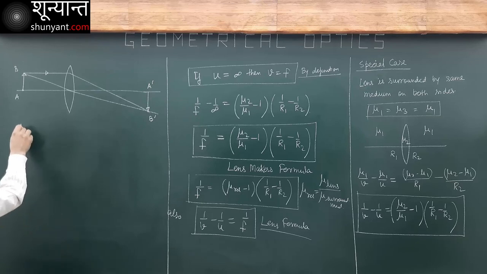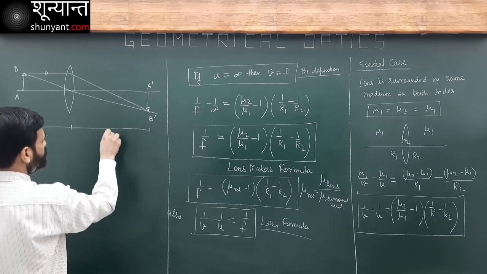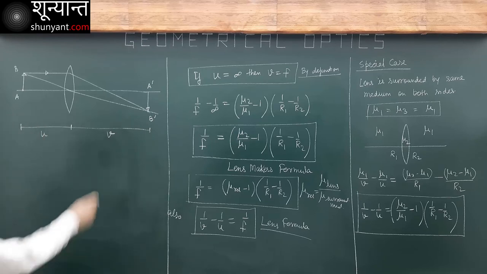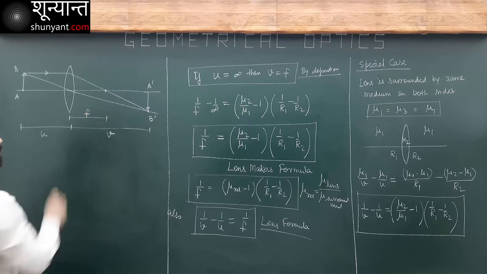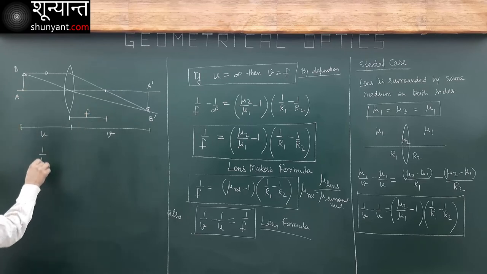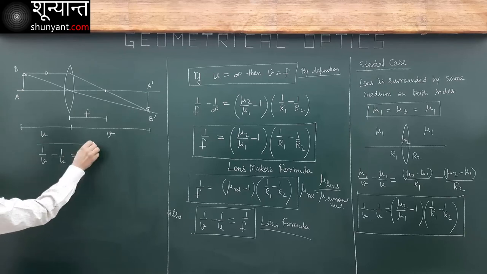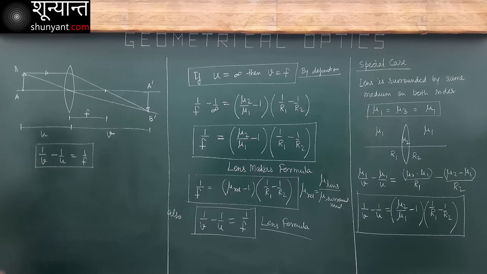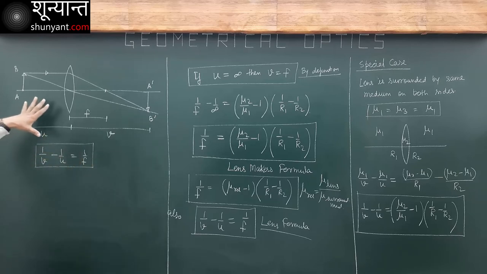This is u and this is v. This thing here is the focal length f. So here I get the same relation, 1 over v minus 1 over u is equal to 1 over f. Okay, makes sense?